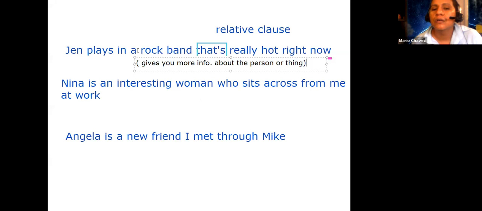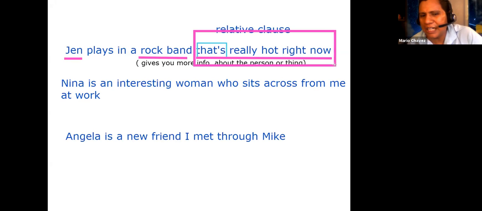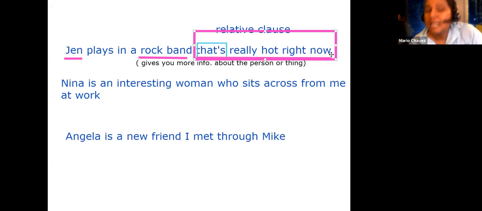For example, here, in this sentence, are we talking about Jen or are we talking about the rock band? This is the information, okay? That's really hot right now. What is really hot right now? Jen or the rock band? I think the rock band. Exactly. So we are reading more information about the band. Jen plays in a rock band that's really hot right now.